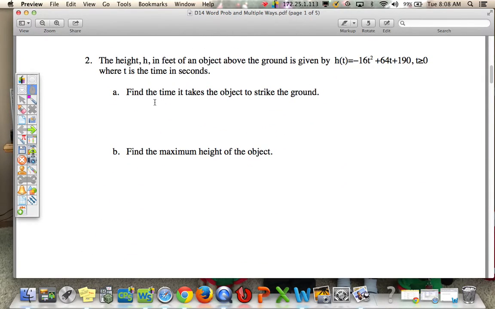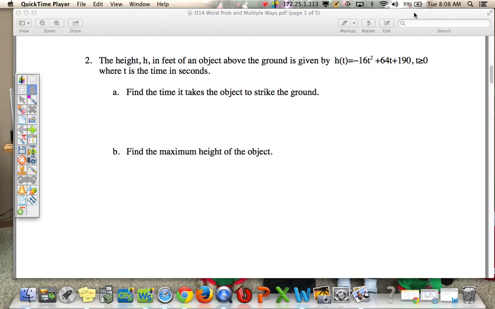Let's do a few more. Let's see which ones I selected, a few of them. Okay, this one is very similar. The height h in feet of an object above the ground is given by this function. So this function starts 190 feet above the ground. There's the downward acceleration. Here's the initial velocity, 64. Find the time it takes the object to strike the ground.